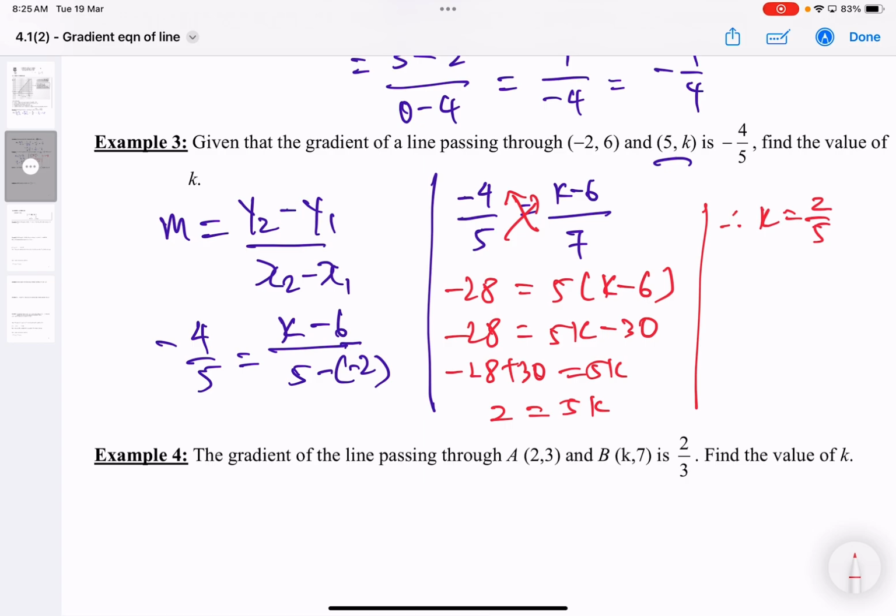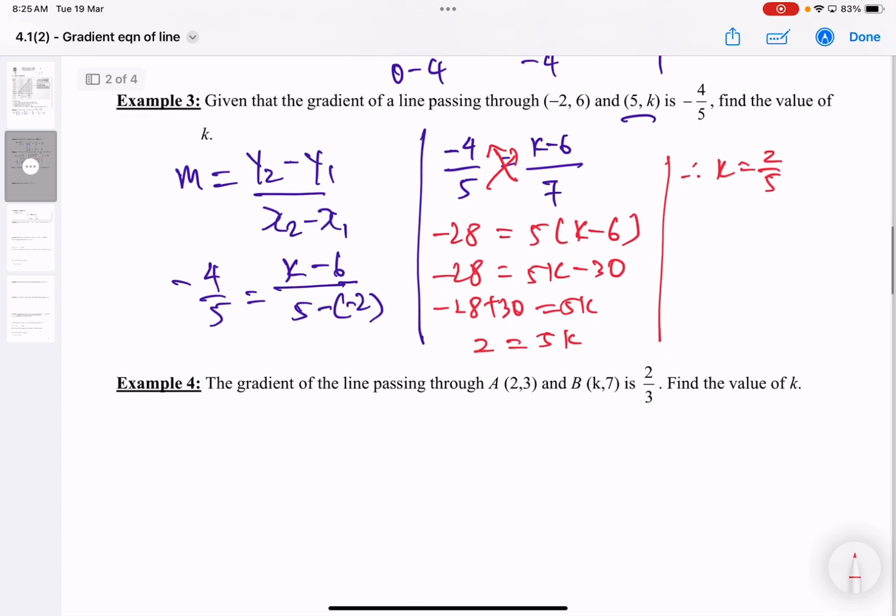This is a typical question, 3 marks. This is a typical question in your E-math that you can expect to see for your WA. Is it doable? Yes, as long as you remember your concepts.